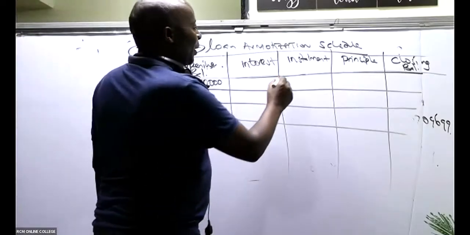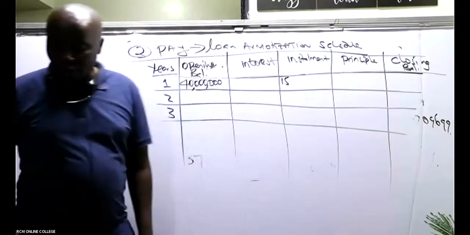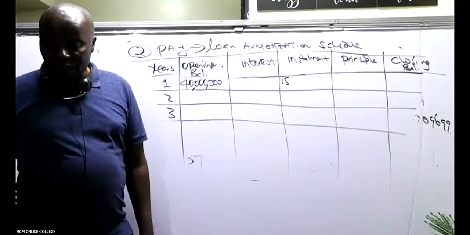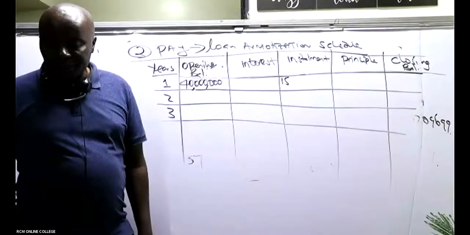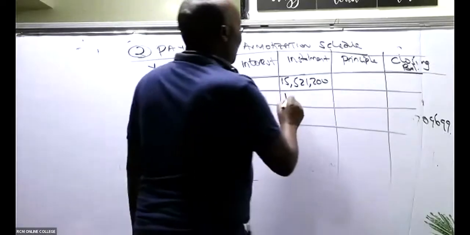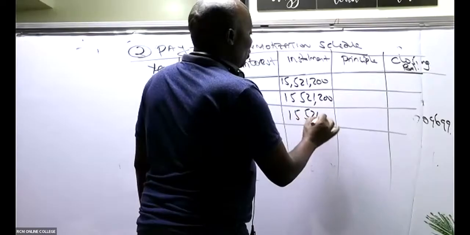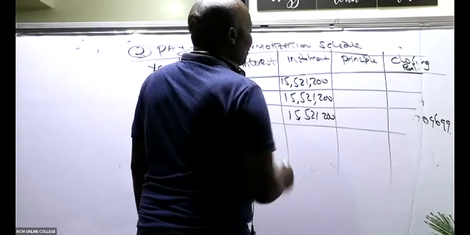We know the installment per year, 15, 5 something. Let's pay it. So we know it's 15,521,200, like that. And then remember, we are paying this on an equal basis. Let's pay it. 15,521,200. Remember, it can't be that easy.